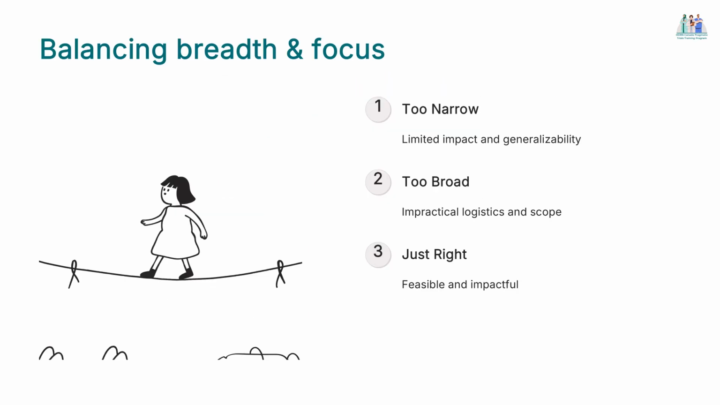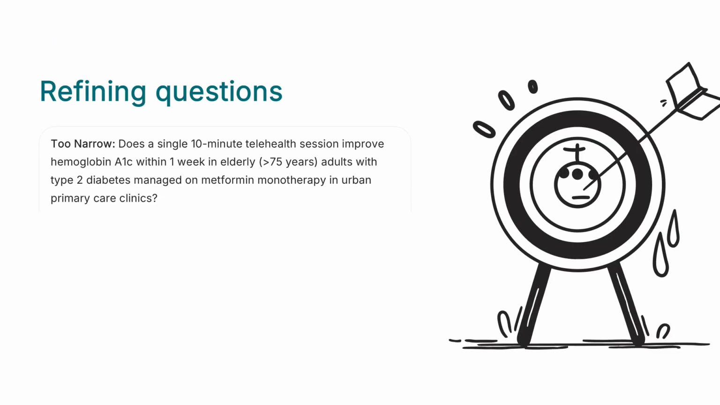Finding the sweet spot between overly narrow and overly broad research questions is essential. For example, a question like, does a single 10-minute telehealth session improve hemoglobin A1C within 1 week in elderly adults over 75 with type 2 diabetes managed solely on metformin in urban primary care clinics, is likely too narrow. Its specificity limits generalizability and impact. Conversely, the question, does telehealth improve outcomes in chronic disease, is too broad, making it difficult to practically test and implement in everyday settings. The key is to ask a question that's just right, one that strikes the balance between specificity and openness, inviting thoughtful and meaningful responses.